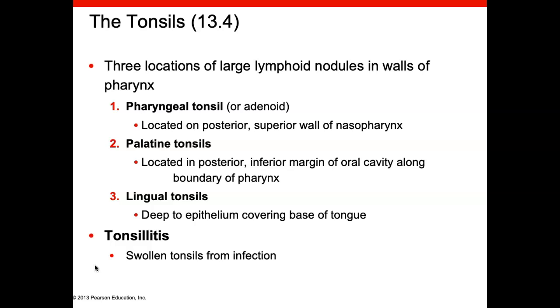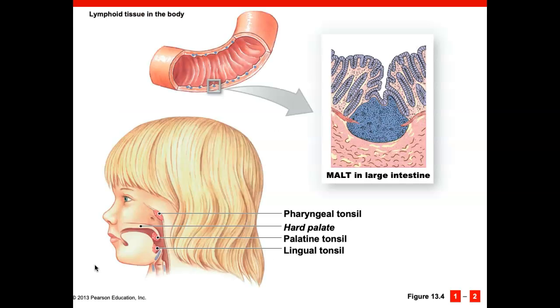Three locations of large lymphoid nodules in the wall of the pharynx are the tonsils. The adenoids or pharyngeal tonsil is on the posterior superior wall of the nasopharynx. The palatine tonsils are located in the posterior inferior margin of the oral cavity. And the lingual tonsils are deep to the epithelium covering the base of the tongue. And tonsillitis is a swollen tonsil due to infection.